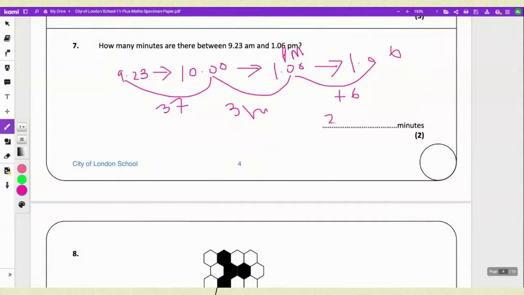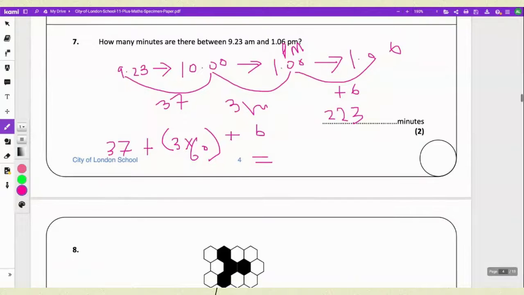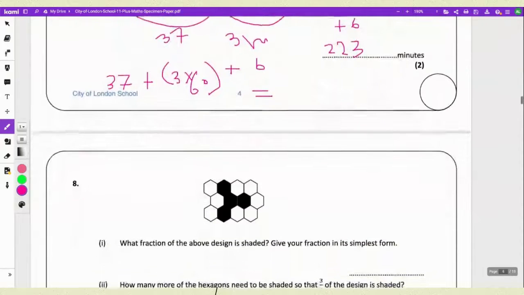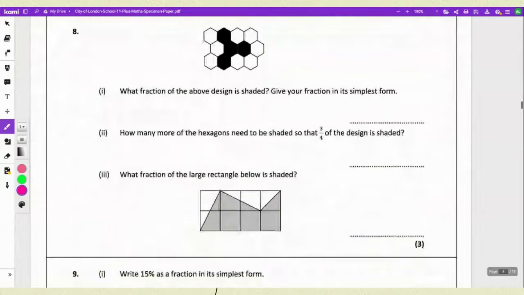That gives you, what does it give you? So you will just try writing it: 37 plus 3 times 60, plus 6. That gives you guys 223 minutes because you know your answer is in minutes. The other way of doing this is you could just find it and divide it by 60 and then get your answer. So let's move on to the next one, number 8.